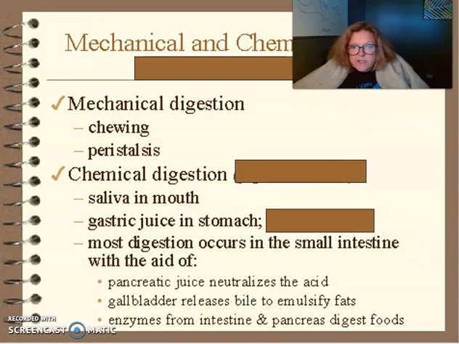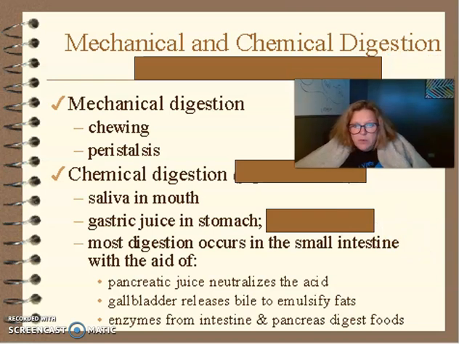Okay, so first thing we wanted to make a distinction between is mechanical and chemical digestion. So mechanical digestion is called mechanical because it doesn't involve a chemical change at all. It's just the food is changed shape, I guess. So when you chew your food up, you're not making any chemical changes to the food. You haven't broken any chemical bonds or put anything together. You've just changed the format.